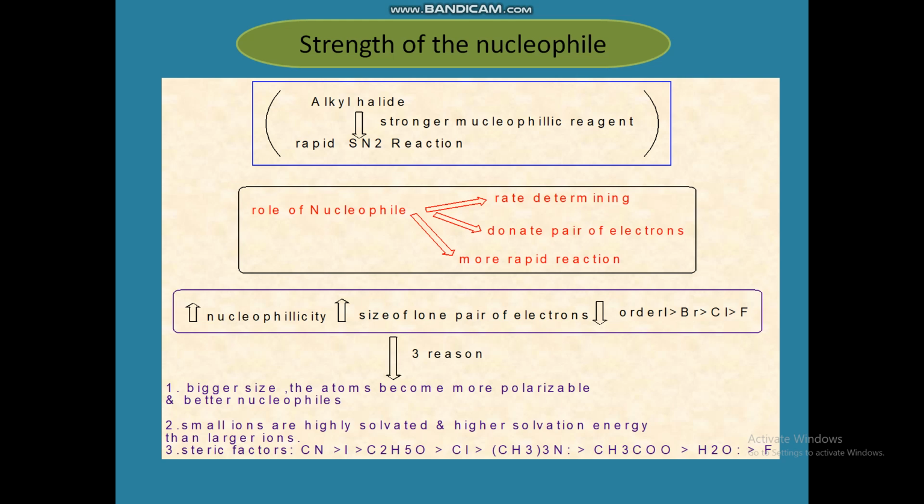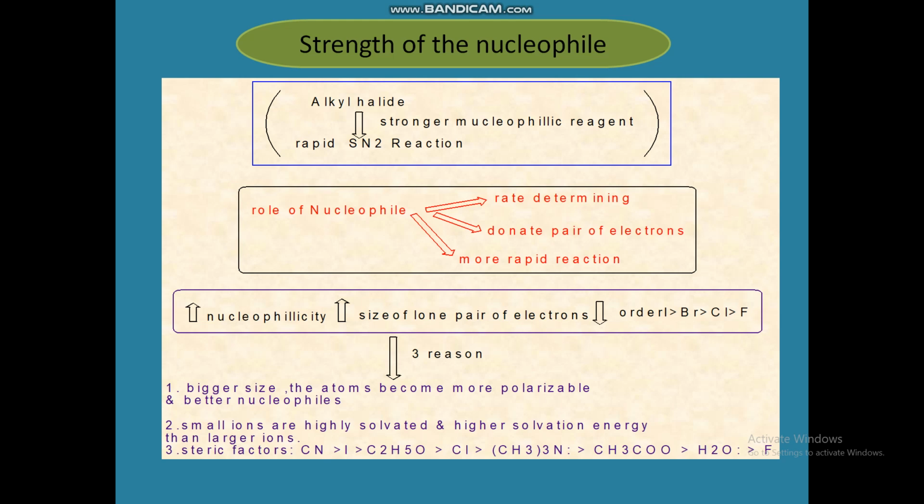For nucleophiles belonging to the same family, nucleophilicity increases with the increase in the size of the atom bearing the lone pair of electrons. Therefore the nucleophilicity order of halide ions, in decreasing order, is iodide, bromide, chloride, fluoride. First is iodide, last is fluoride, in decreasing order of reactivity. There are three reasons for this decreasing order of halide ions.